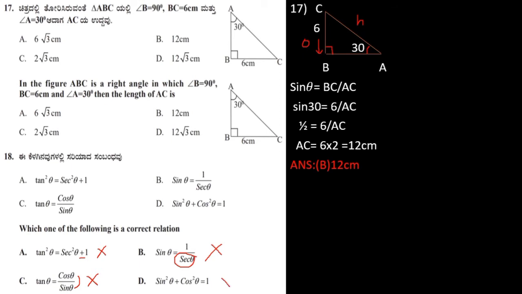Option D we have sin square theta plus cos square theta is equal to 1. Yes, it's a correct one. Therefore, option D is the correct answer.